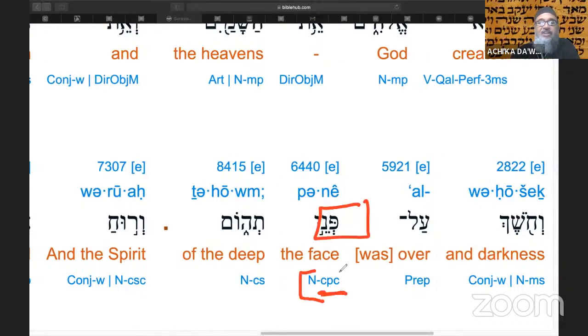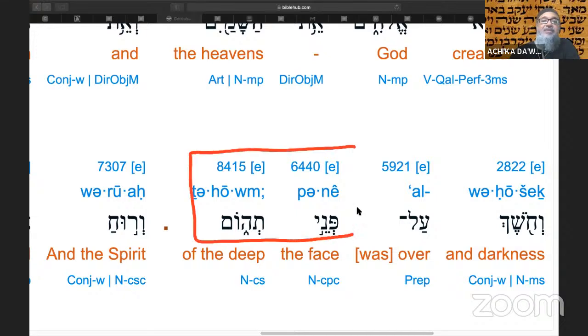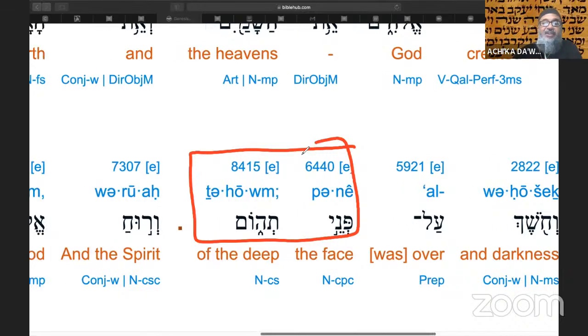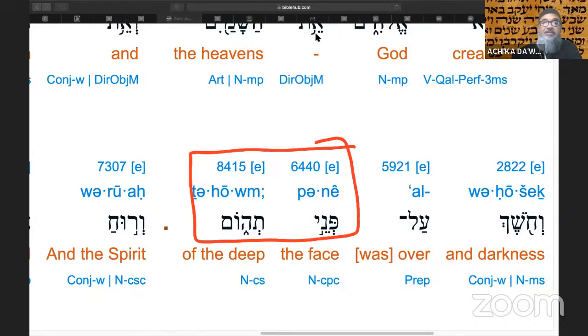It's a noun, and guess what? Here's another noun. And with 2 nouns next to each other, you've got to change. This is in what they call a semichut, is it not? It is. There's 2 nouns right next to each other, panei and tehom. You guys see that? A noun and a noun. The first noun is the one that has to be changed.